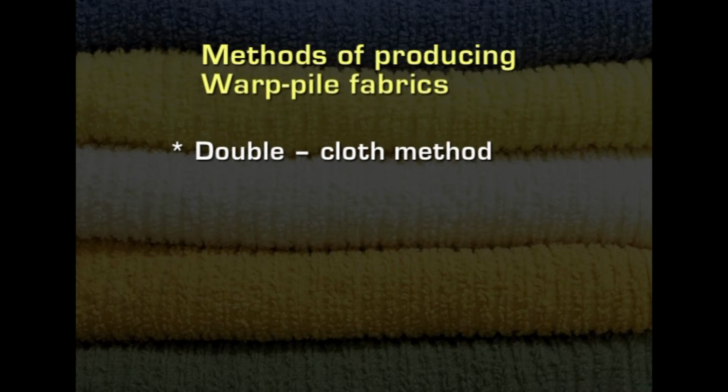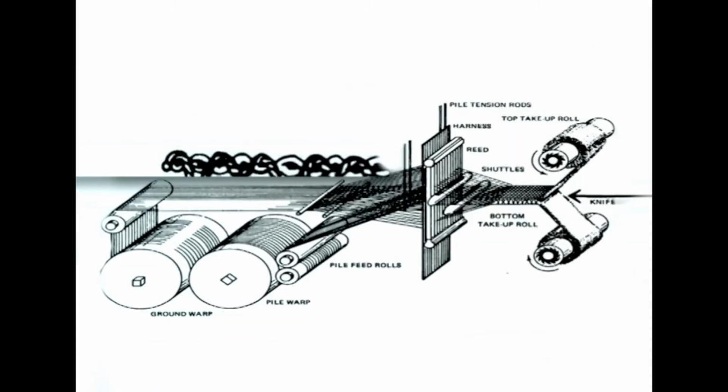This, as the name indicates, means 2 fabrics are woven face to face, one on the top, one at the bottom, and 2 sets of warps and 2 sets of wefts are required for this, and the extra set of warp yarns is present on a separate warp beam. This warp beam actually produces the pile by interlacing the top and the bottom fabrics.